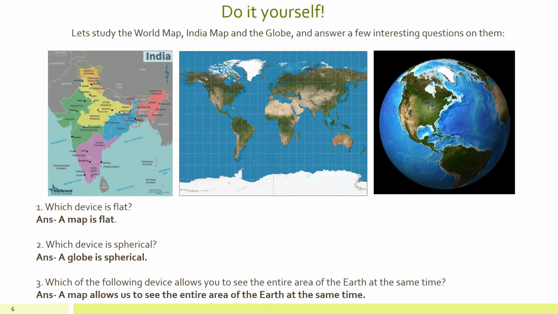The questions are, which device is flat? And the answer is, a map is flat. Second, which device is spherical? A globe is spherical. Third, which of the following devices allows you to see the entire area of the earth at the same time? A map allows us to see the entire area of the earth at the same time.